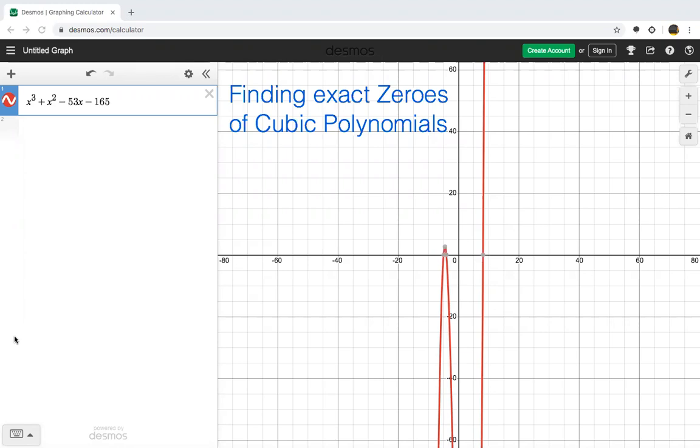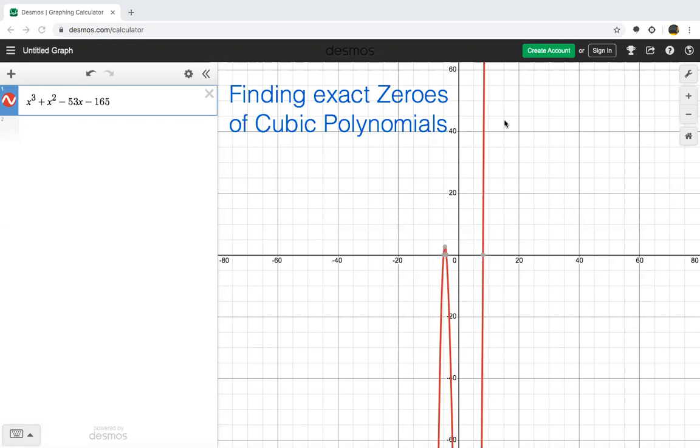Today's video regards finding the exact values of the zeros of cubic polynomials. So here you'll see in this area I have entered a polynomial equation. It's a third degree or cubic polynomial, x cubed plus x squared minus 53x minus 165. And I've chosen to use Desmos to graph this out, as you can see here.